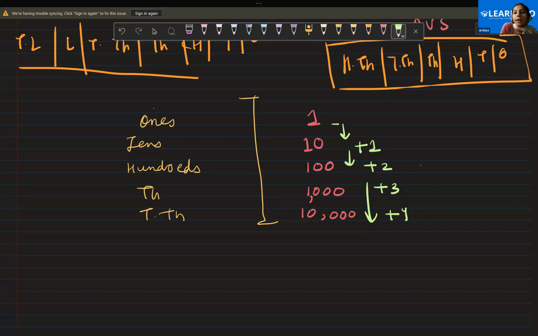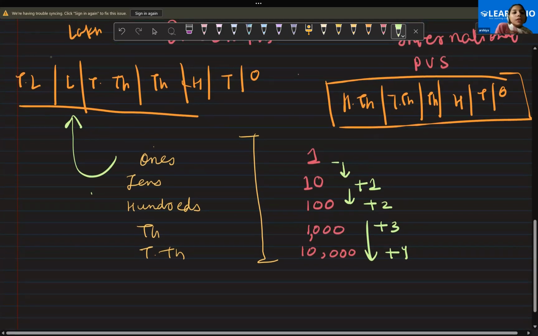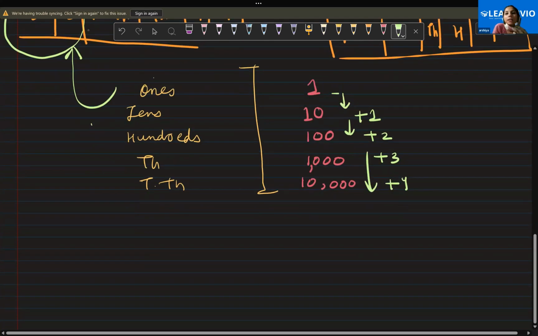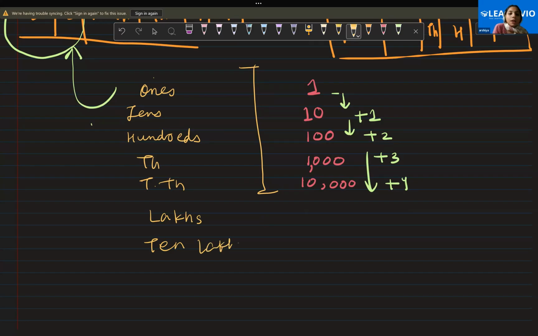Okay, so did you see the pattern that the zeros are increasing one by one? Now let's come back to the Indian place value system and talk about the two new terms we'll be studying, lakhs and 10 lakhs. These come after 10,000s. So here I'll have lakhs, and after that we have 10 lakhs. Aisha, according to this pattern, how many zeros will I have in lakhs?